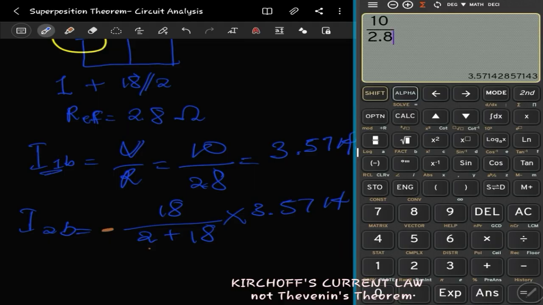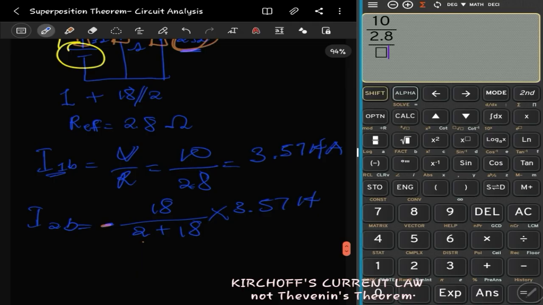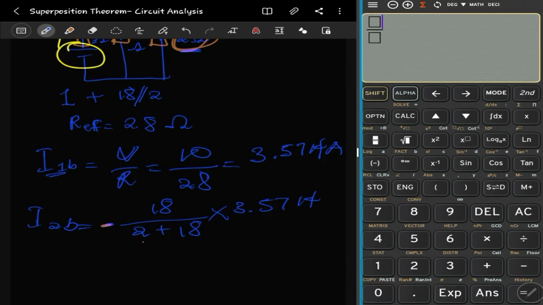So now we can find I2B. So let's see. That will be 18 on 2 plus 18, which is 20.